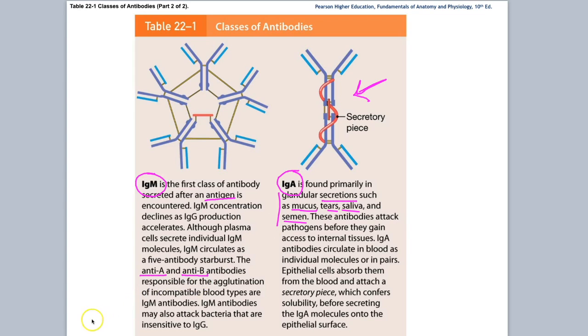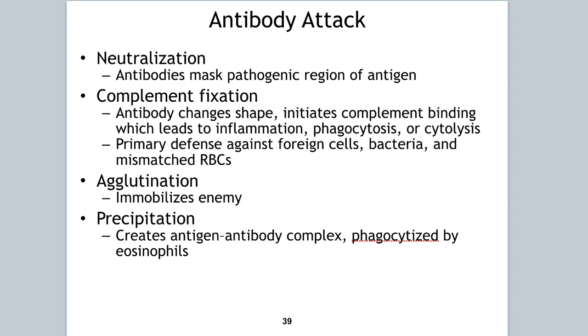Okay, so those are our 5 classes of antibodies, and they all have slightly different functions. I want to talk about how the antibodies work, how they attack pathogens. So we said earlier, antibodies don't actually kill anything like cytotoxic T cells do. They're just proteins, they can't kill anything. So this is what they do. They work in 4 different ways that we can see on this slide.